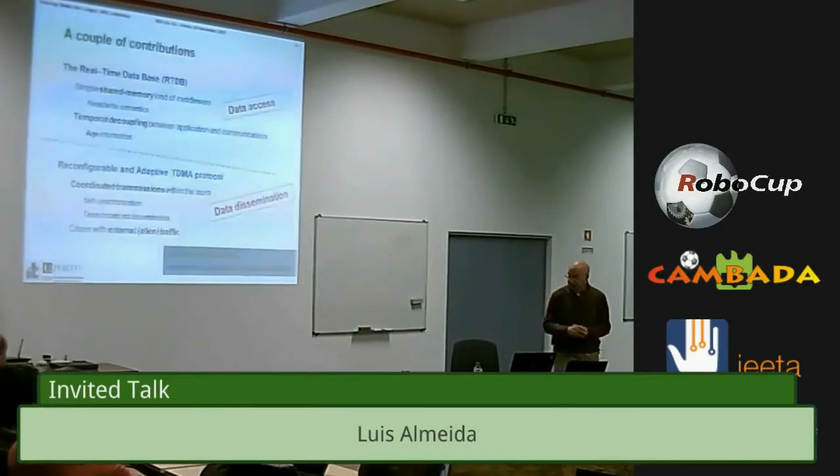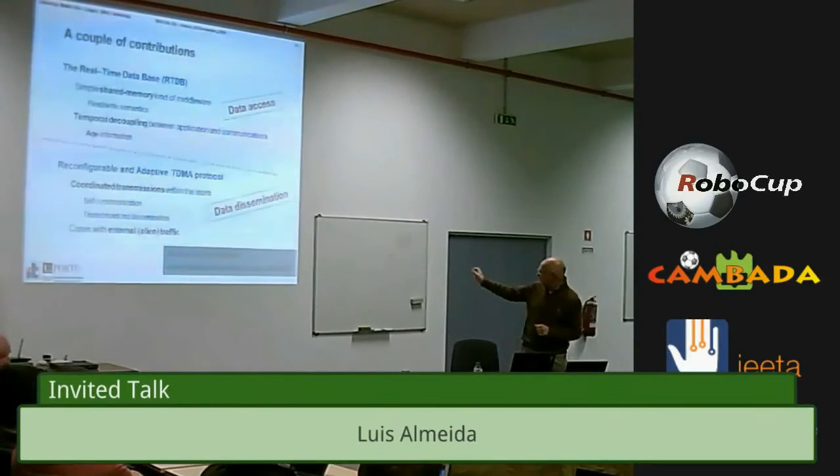So this is what we call data dissemination. So data access, data dissemination. And this code has been available. It was on Google Code, but then Google Code had just been frozen. So the code is still there, but it's frozen. And we moved it to Bitbucket, and so it's still there within this RTDB.